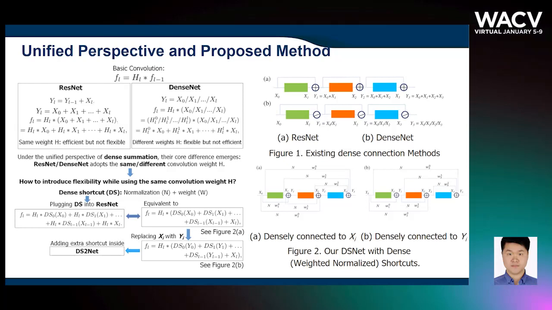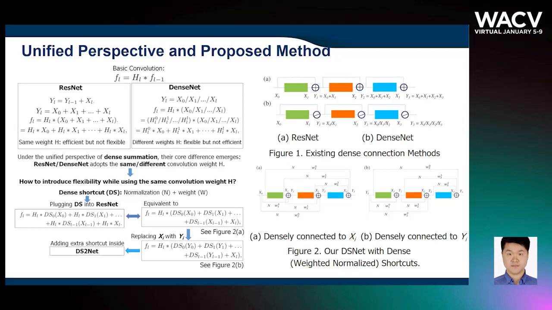To increase flexibility while using the same convolution weight H, we introduce dense shortcuts, which are nothing more than weighted normalization. We can plug dense shortcut or DS into the ResNet backbone. The proposed naive version of dense shortcut is shown in Figure 2a. Here, we believe that aggregation feature Y_i has more information than individual feature X_i, so we replace X_i with Y_i, resulting in our proposed DSNet as shown in Figure 2b.